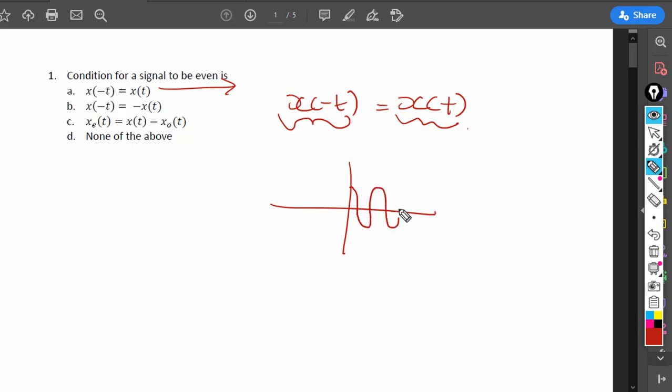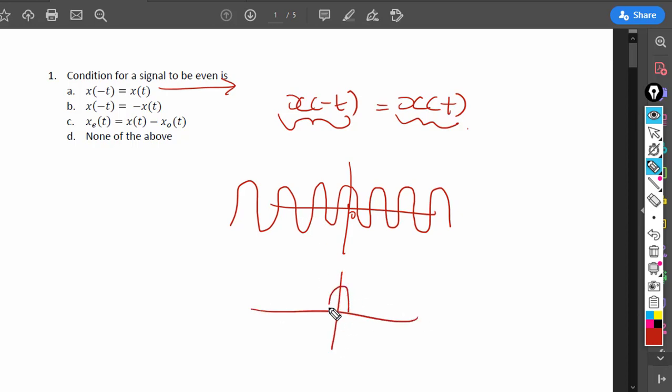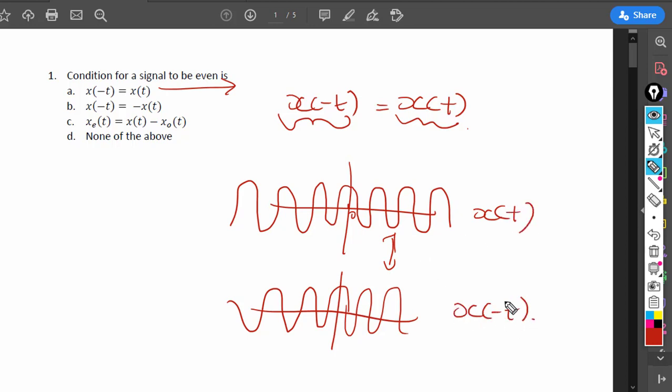So if I take this cosine wave, with k equal to 0, and take its mirror image, I get back the same signal. So x of t, and if I take the mirror image of this, I get x of minus t. Both are the same. So if this condition is satisfied, then the signal is an even signal. So the right option is option A: x of minus t is equal to x of t.